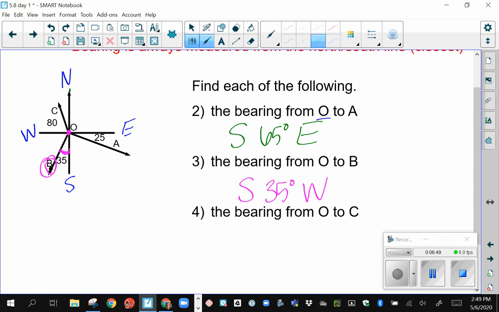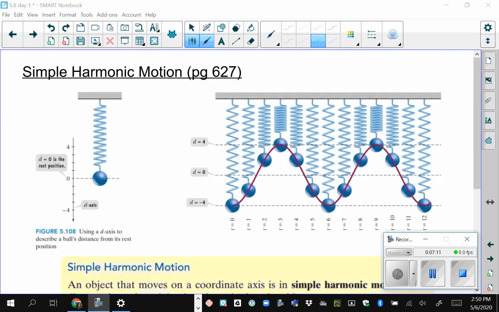And let's do one more of those. Number 4, the bearing from the origin, again, to point C. And I am going to have to use my subtraction there, 90-degree angle total from north to west there. So that means that this has to be 10 degrees. It's closest to the north and closest to the west. So north 10 degrees west.